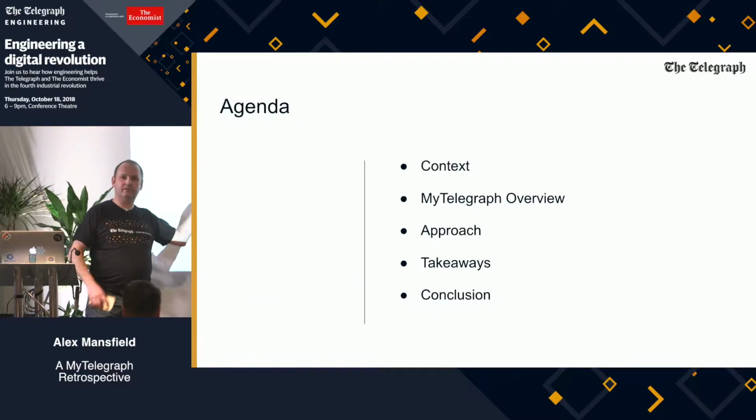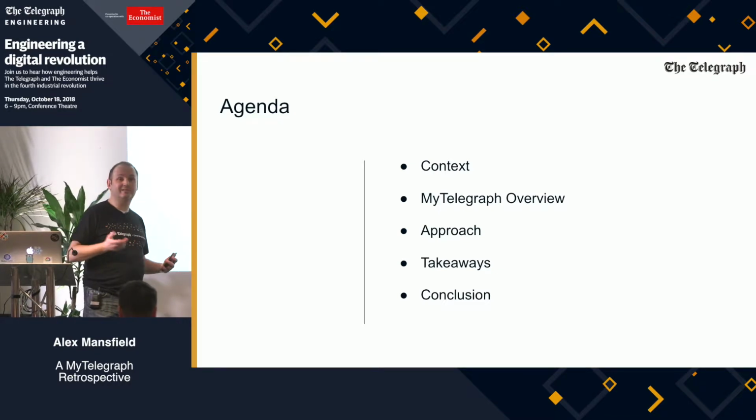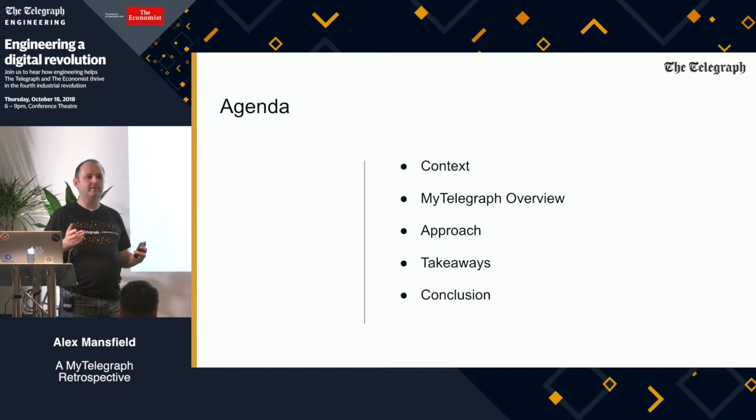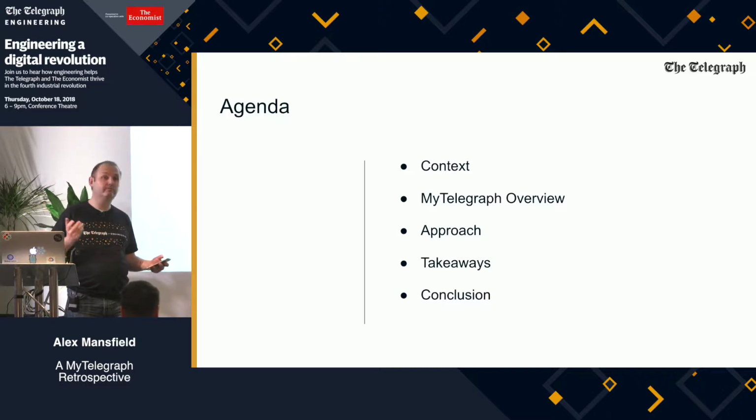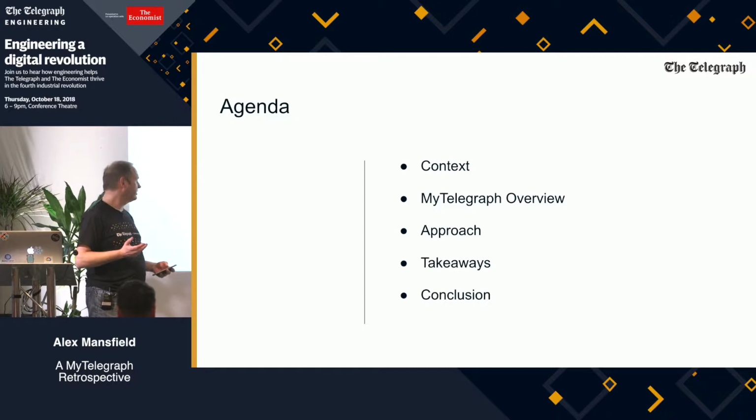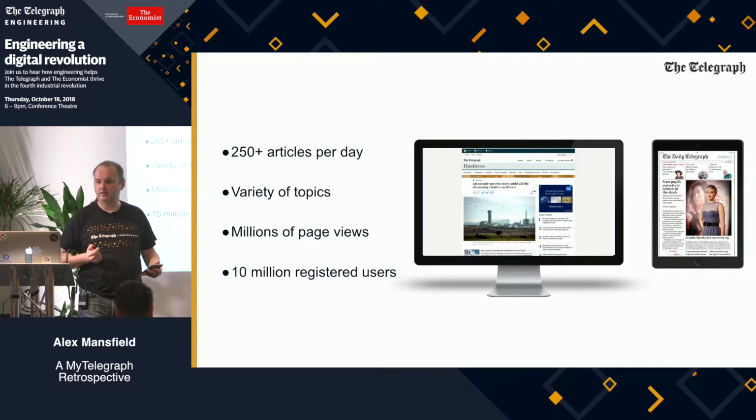So this is just an overview of what I'm going to take you through today. I'm going to give you a little bit of context for what the project's about. Then I'm going to describe what the project is. Then I'm going to tell you a bit about an agile approach that we took to developing this architecture. Give you some takeaways that you might want to consider if you choose to adopt something like this yourselves. And then I'll give you a conclusion at the end.